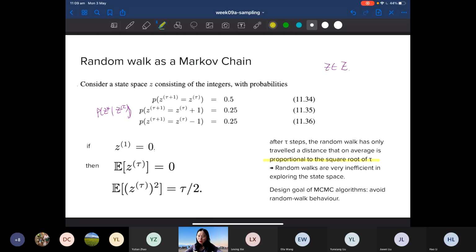So what this means is that random walks are inefficient in exploring the state space. We move away from the origin slowly, because imagine tau here is the number of samples we draw in the random walk, right? If we take 1,000,000 samples, we're only expected to explore the space roughly 1,000 in radius. So that's not great. One overarching design goal of the Markov chain Monte Carlo algorithms is that we would like to be more efficient and deviate away from this phenomenon, right?